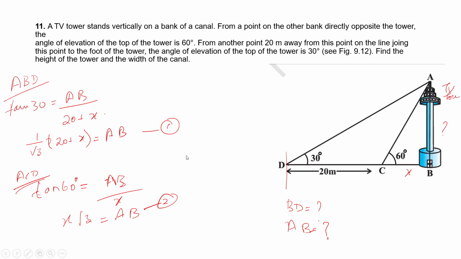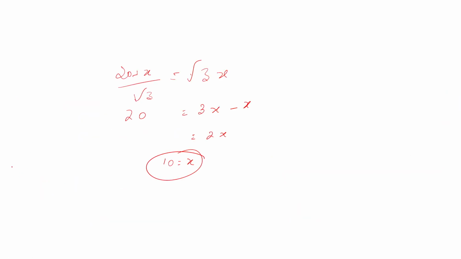So BD is BC plus CD. BD you have to find, which is equal to BC plus CD. X is nothing but CD. BC you already know is 20. So this will become 30. The canal width will become 30.